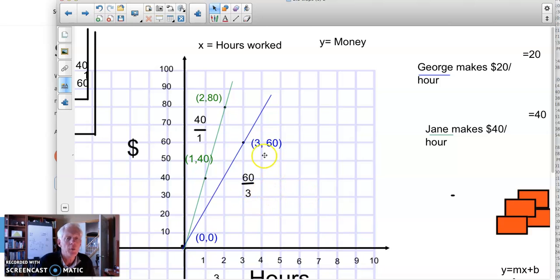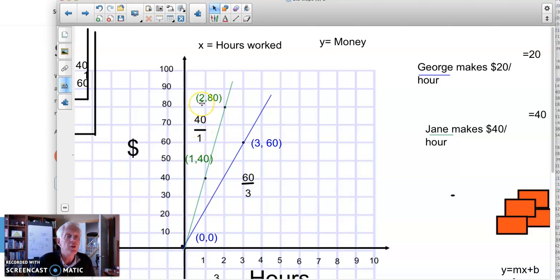Can you see a pattern between these two numbers, the ordered pair of 3 and 60, and the ordered pair of 0 and 0? And how did we find a pattern that we ended up with 60 over 3? How did that work? If you think you saw the pattern, see if the same pattern works for Jane.